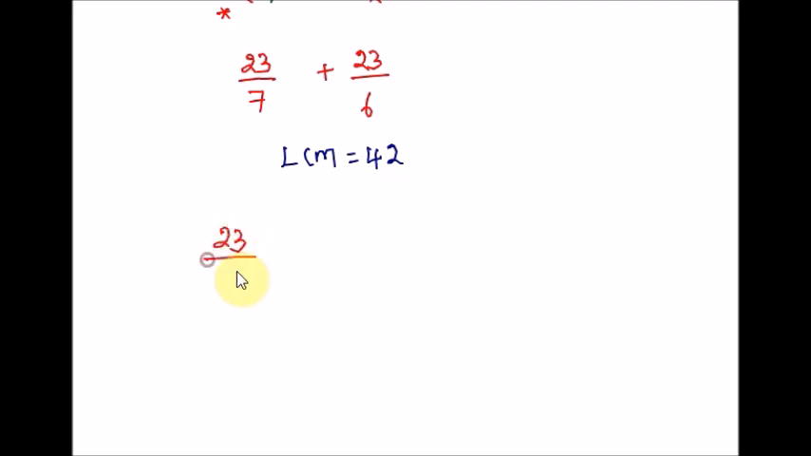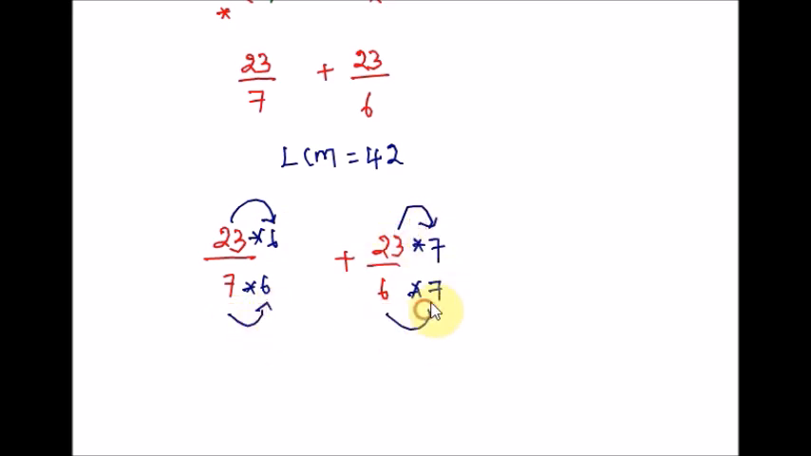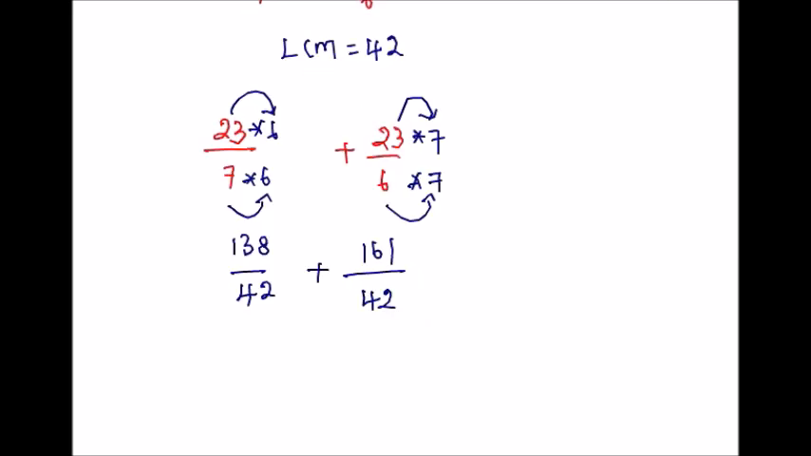7 times what would give you 42? Yes, 6. So I'm going to multiply the first fraction by 6. 6 times 7 would give you 42. So I'm going to multiply the second fraction by 7. Now let's multiply these two and these two. Now the denominators are the same, so keep the denominator common and add the numbers in the top row. By adding, I'm getting 299 over 42. Okay, we have got an answer.